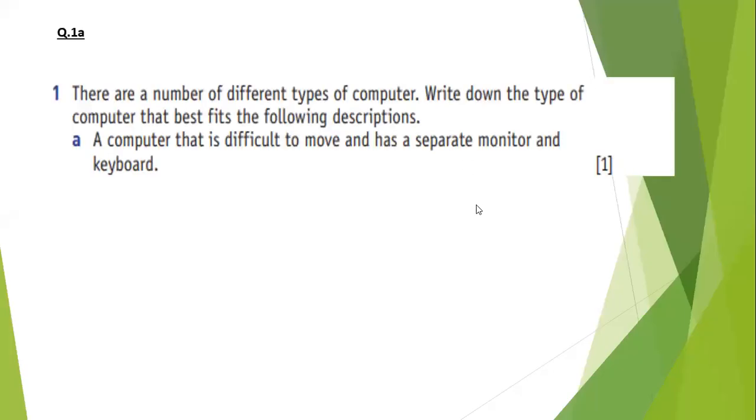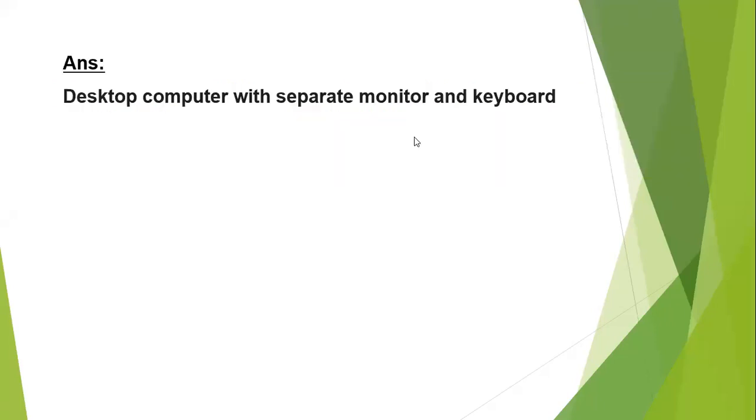So the question was, there are a number of different types of computer. Write down the type of computer that best fits the following description: a computer that is difficult to move and has a separate monitor and keyboard. So these are the features. According to this, it is the desktop computer with separate monitor and keyboard. Okay. Now, second one.